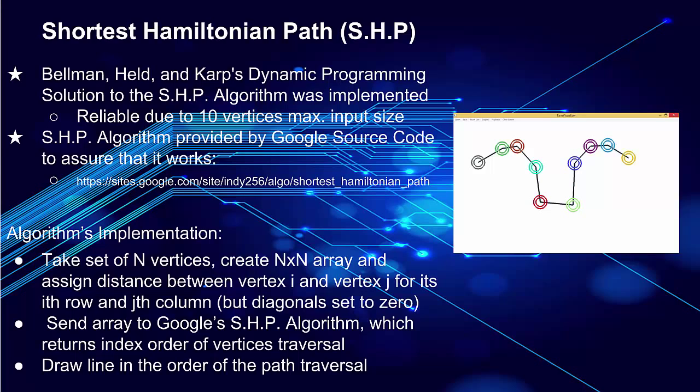We now move on to the shortest Hamiltonian path. What we do here is a dynamic programming approach on the fingers shown in the visualizer. We treat it as a graph, and we run the standard Hamiltonian path.